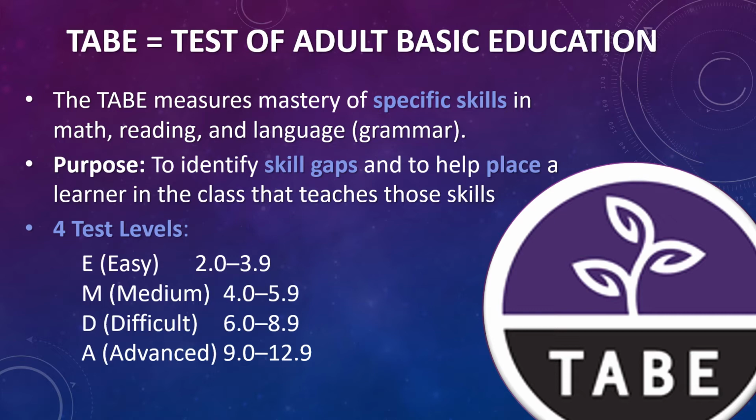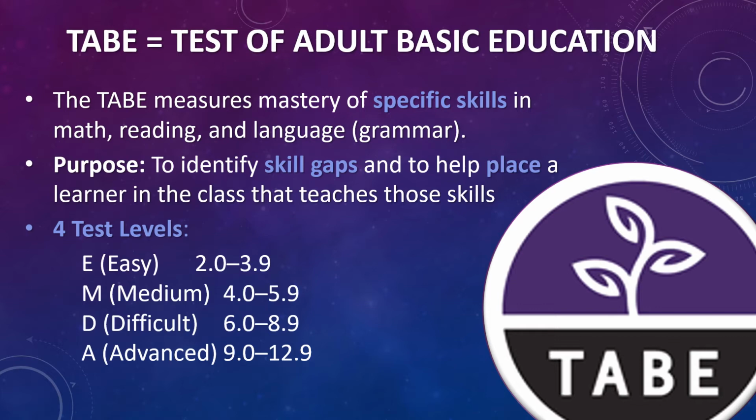The TABE test is the test that you took when you first registered to take adult education courses. The TABE stands for Test of Adult Basic Education, and it is designed to measure your mastery of specific skills in math, reading, and language. You'll see that it doesn't measure your skills in social studies and science because those skills are sort of built into the language and reading skills that you're going to need to learn for the GED test. The main purpose is to identify very specific skill gaps that you might have, and it also helps us to place you in an appropriate class so that you'll be exposed to those things that you still need to learn.